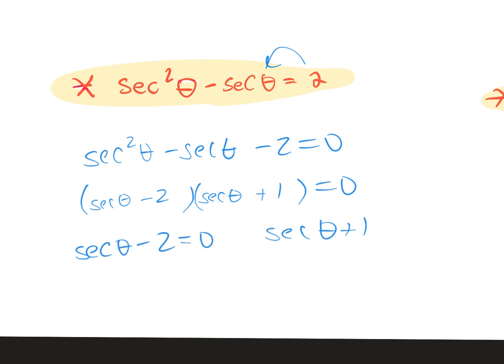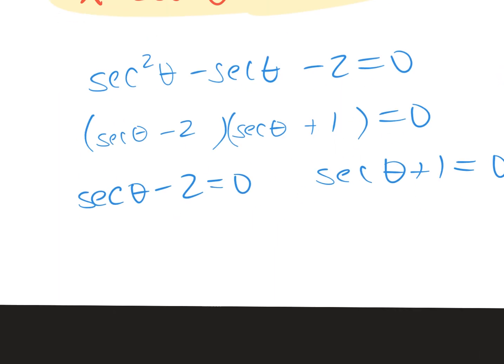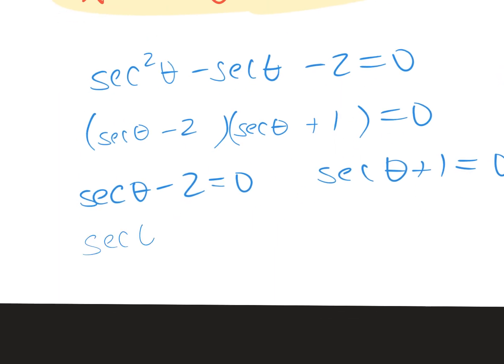All right, this is where sometimes you get a little like, oh no, now I have to worry about reciprocals. What you need to understand is that reciprocal just means to flip. So this is the same as secant theta equals 2, and this is secant theta equals negative 1.